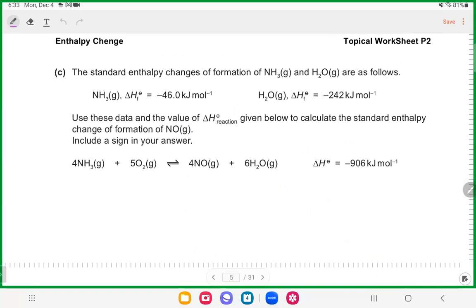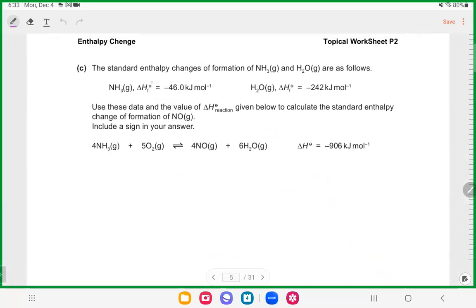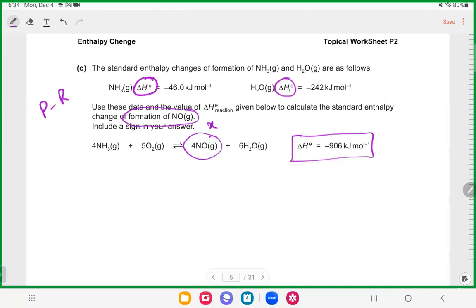This is so quickly one. The data of formation is given, and delta H R is given, and they're asking about the enthalpy change of formation of NO. ये find out. Can we do the product minus reactant concept again? हम 4NO की जगह पर X लगा देते हैं, 4X लगा देते हैं और X की वैल्यू कैलकुलेट कर लेते हैं. So as the data of formation is given, can I say that 4 times NH3 की formation है minus 46, and what about the oxygen? Oxygen is going to be 0.